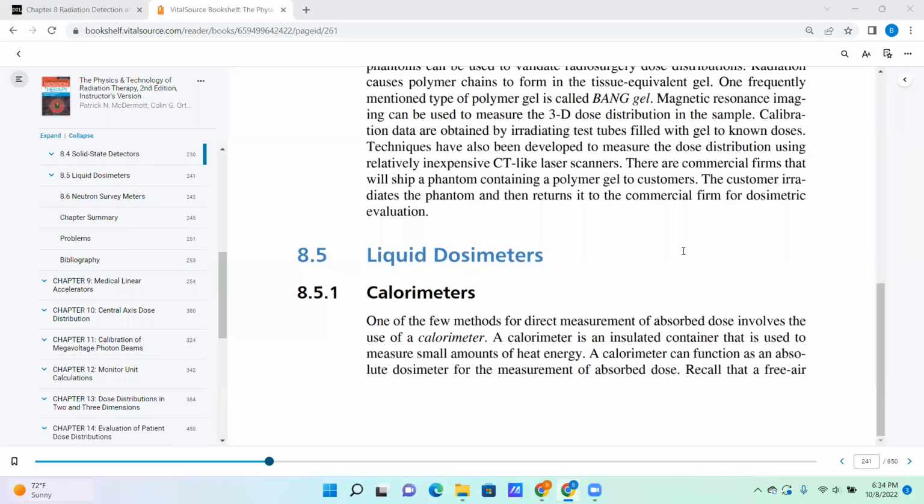Okay, this is going to round out Chapter 8. We're going to look at sections 5 and 6 here. We're going to be looking at liquid dosimeters as well as the neutron survey meters.